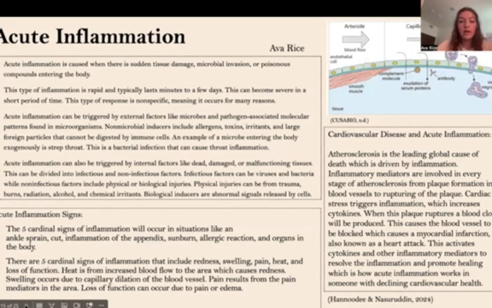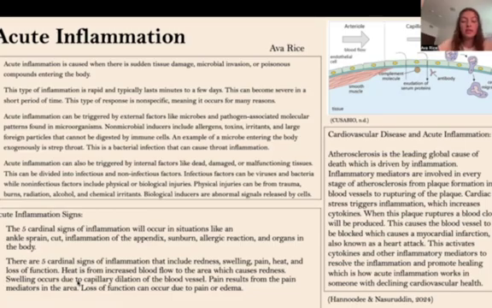First, I'm going to talk about acute inflammation. This is caused when there is sudden tissue damage, microbial invasion, or poisonous compounds entering the body. This type of inflammation is rapid and typically lasts minutes to a few days, and it can become severe in a short period of time. This type of response from the body is non-specific, meaning it occurs for many different reasons.